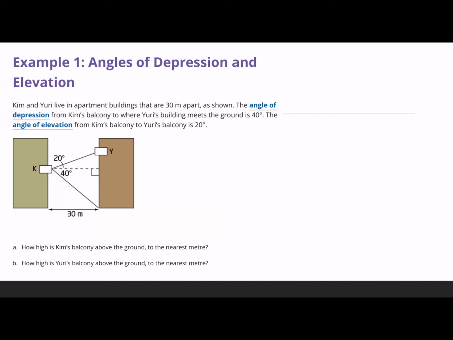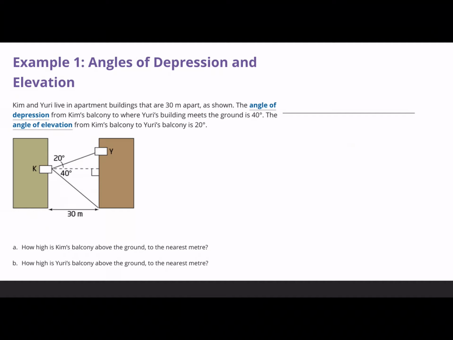So this one is: Kim and Yuri live in apartment buildings that are 30 meters apart as shown. The angle of depression from Kim's balcony to where Yuri's building meets the ground is 40 degrees. The angle of elevation from Kim's balcony to Yuri's balcony is 20 degrees. So good thing they've given us a diagram here so that you understand what that means.